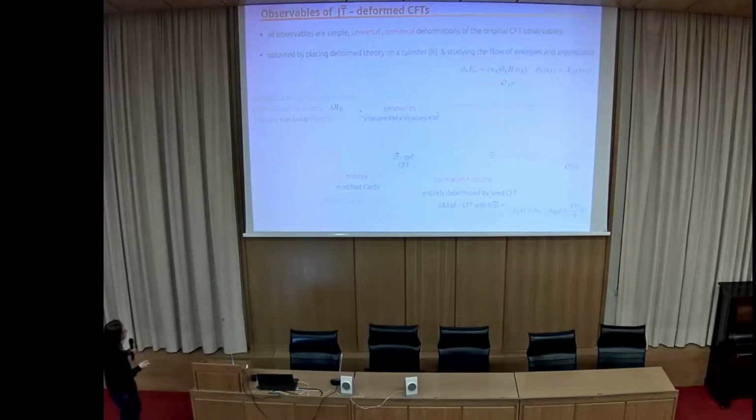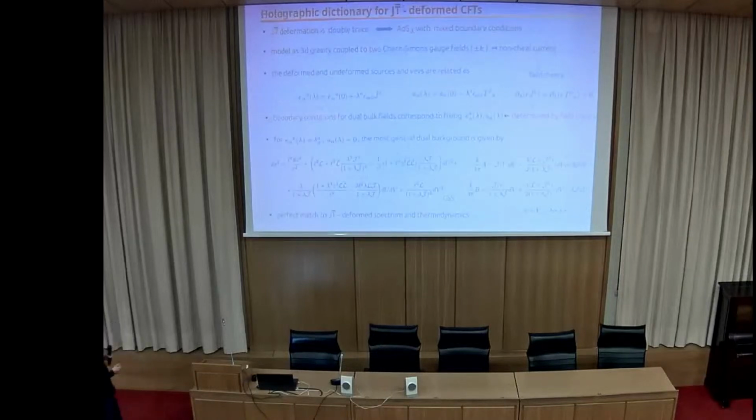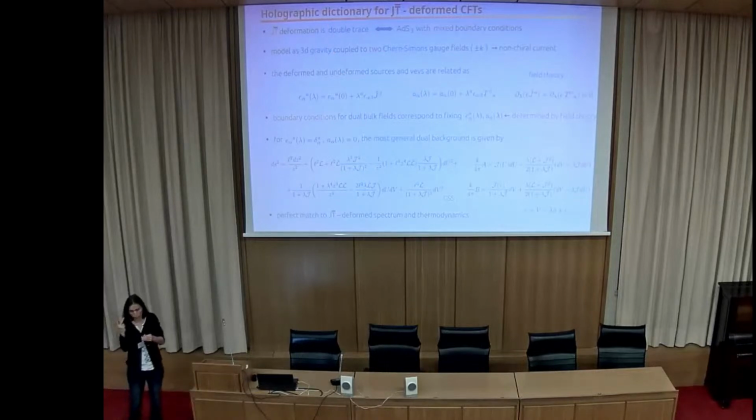Okay, good. So now, we could compute all of this stuff in the field theory directly, very explicitly. And now we wanted to see how to see all these features in the holographic dictionary for deformed CFTs. You can just write it down very simply, because J T-bar is a double trace deformation from the holographic perspective, and therefore corresponds to AdS3 gravity with mixed boundary conditions. Very simple. To model it, you need 3D gravity coupled to two Chern-Simons gauge fields. You have both a left- and right-moving U(1) current.